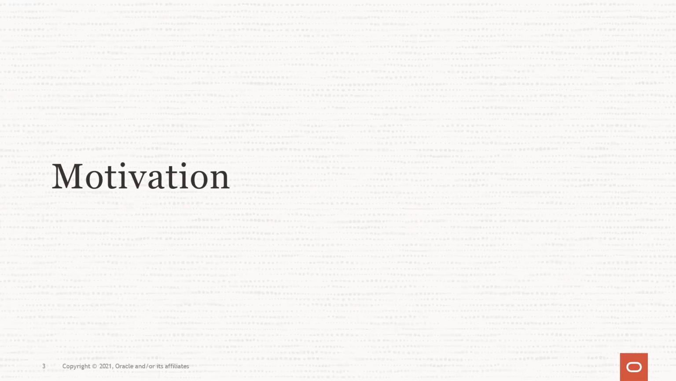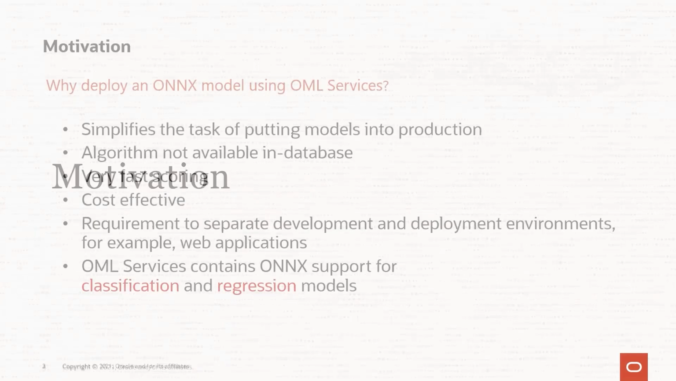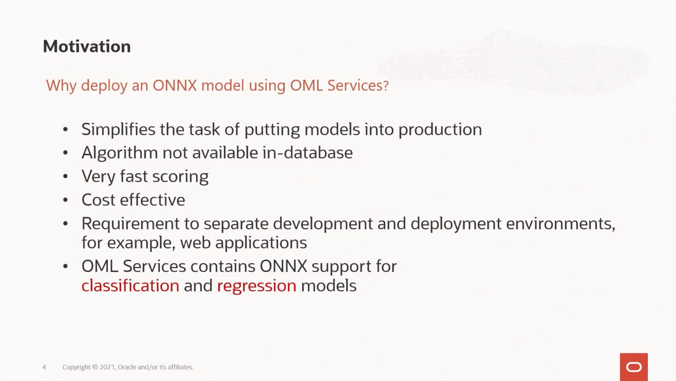Okay, so let's get started with the motivation for deploying an ONNX model using OML Services. OML Services simplifies the task of putting Oracle machine learning models and third-party models, created using tools like XGBoost and Scikit-learn and exported as ONNX models, into production. When you use OML Services, which is a REST API, to deploy an ONNX model, you're essentially combining the advantages of different frameworks to streamline the entire model deployment process.